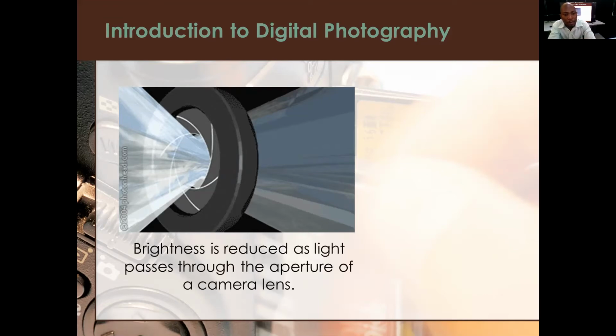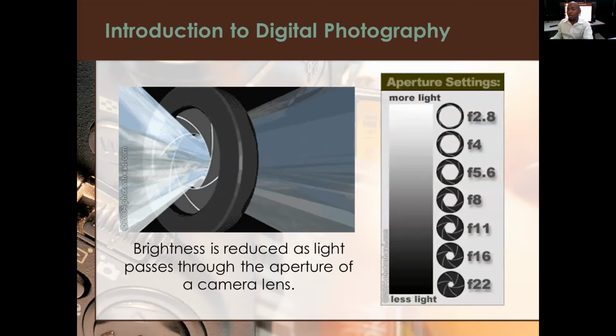Brightness is reduced as light passes through the aperture of a camera lens. And here we see the aperture settings. This example is showing from f-stop 2.8 to f22. So the 2.8 would let in more light, while going to the 22 lets in less light. So basically it's showing you how the rings open and close. So it opens, gives you more light, closes, less light.